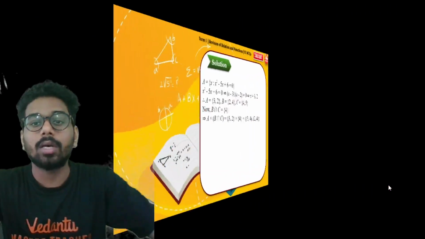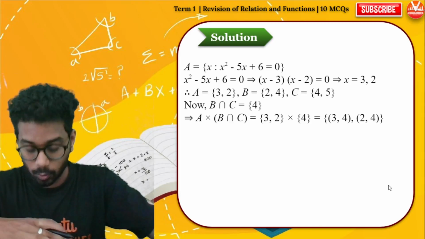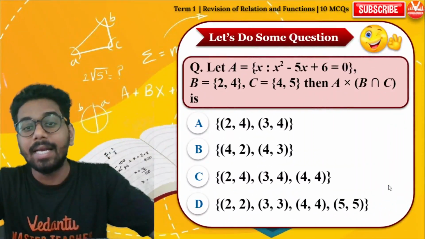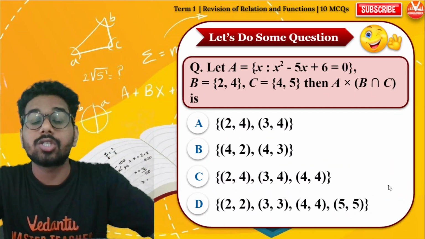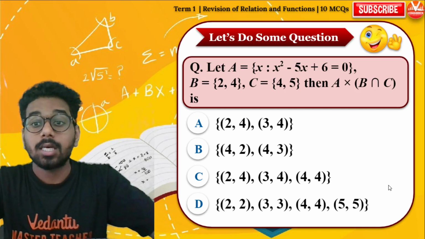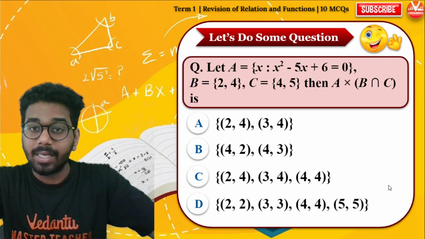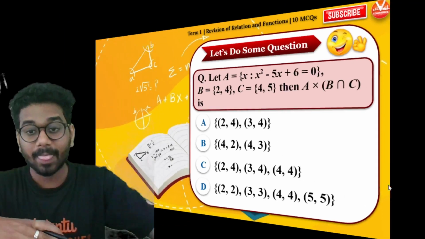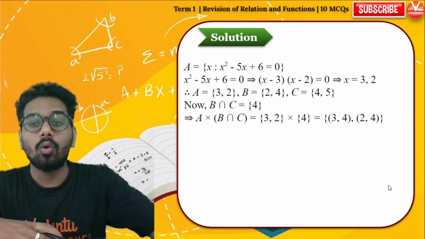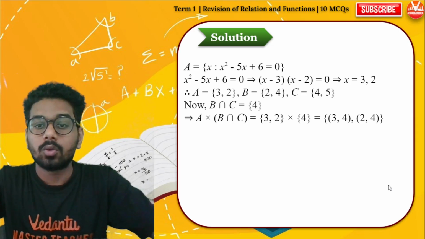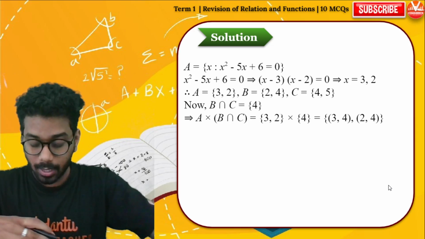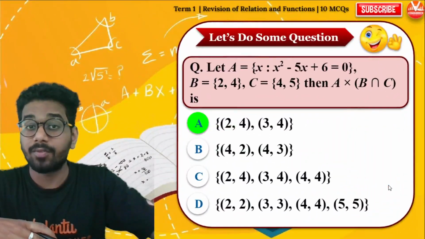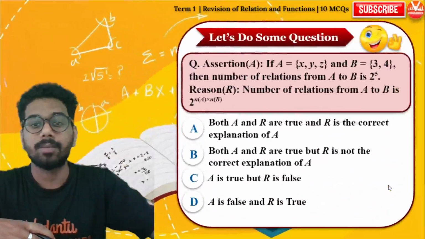First of all, let's calculate what is B intersection C. What is common in both? It's just 4. So A is {2, 3}, and B intersection C is just {4}. So (2, 4), (3, 4). Because we are cross multiplying it. I hope it's clear. If it is not clear, do let me know in the chat box.